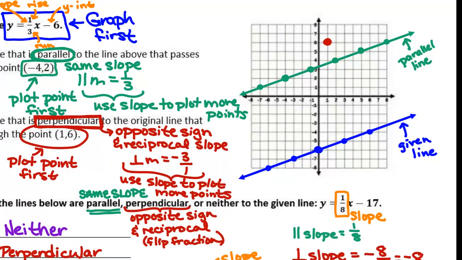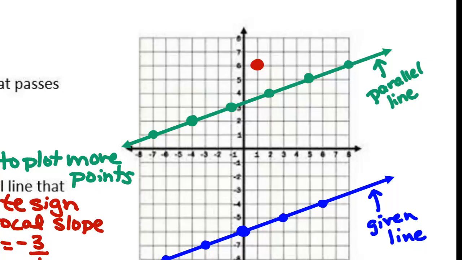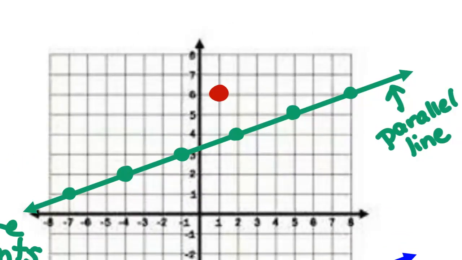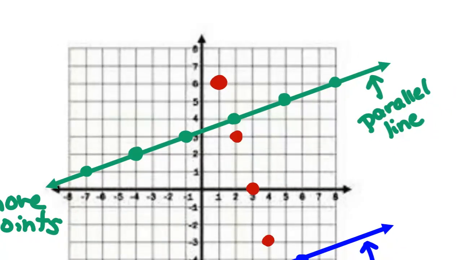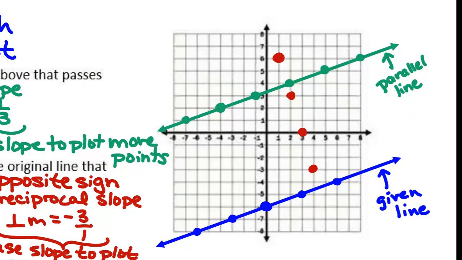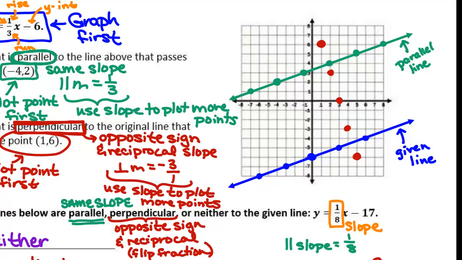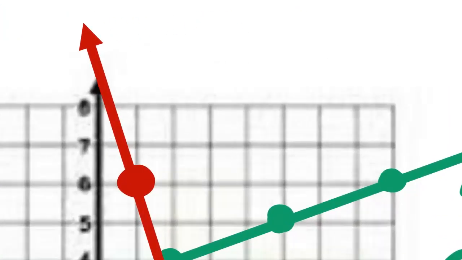So down 3, right 1. Remember, we always run to the right, even when our slope is negative. Down 3, right 1. Down 3, right 1. Down 3, right 1. I got to the edge of my graph. I can't go backwards at all because I was already on the edge of the graph on the other side. So then I use my straight edge to plot through those points. There's my perpendicular line.